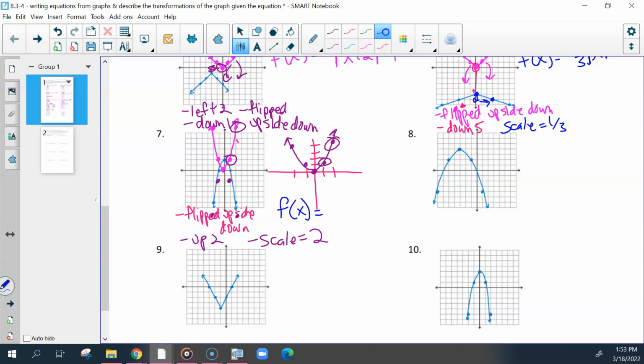flipped upside down would be outside, so it'd be a negative. The scale factor would be outside, and then it's moving up 2, so everything here is going to be outside. You can put this in parentheses to show that the plus 2 is still on the outside, but you don't need to do that.